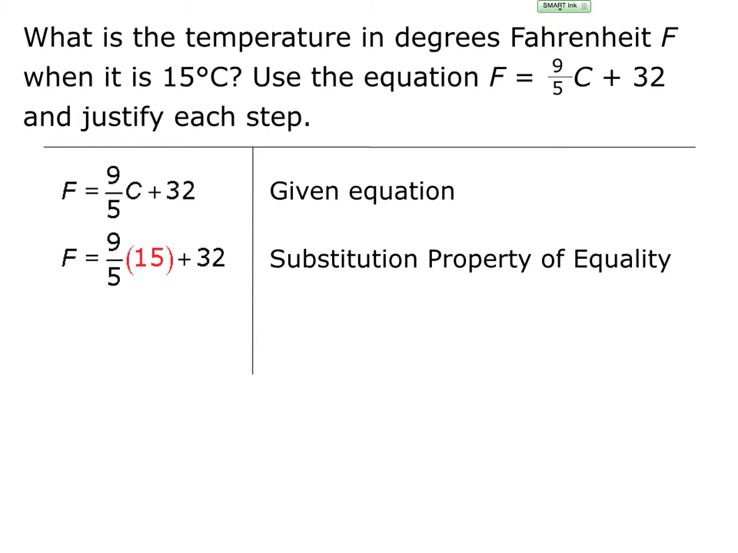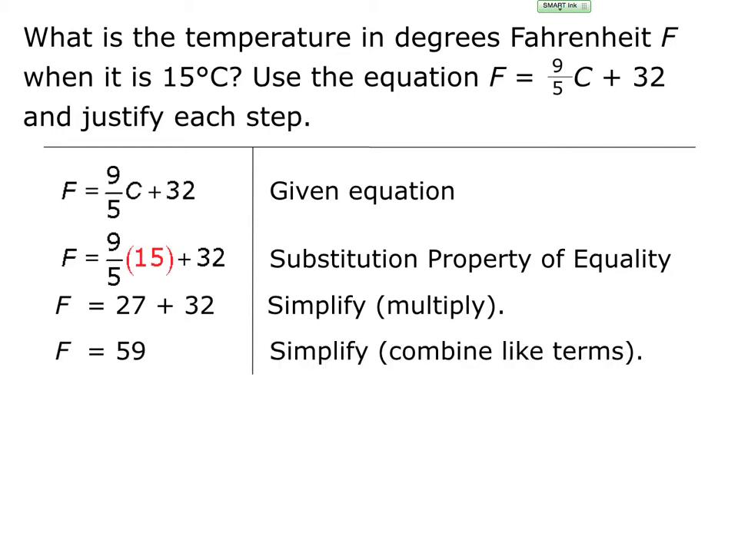Now we just need to do some simplifying, right? We just need to multiply this. So we're gonna simplify by multiplying. And then we're just gonna simplify by adding or combining like terms. So the end of that is a little bit different because we're not doing something on both sides of the equation. We're just simplifying that one side. So to answer the question, 59 degrees Fahrenheit.